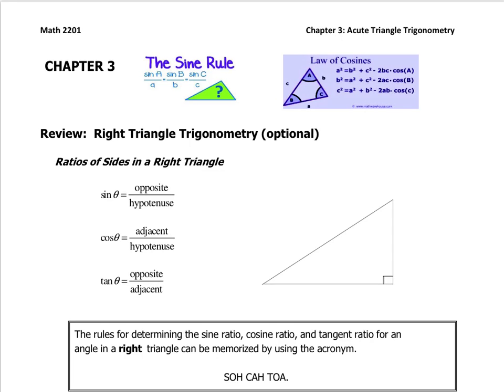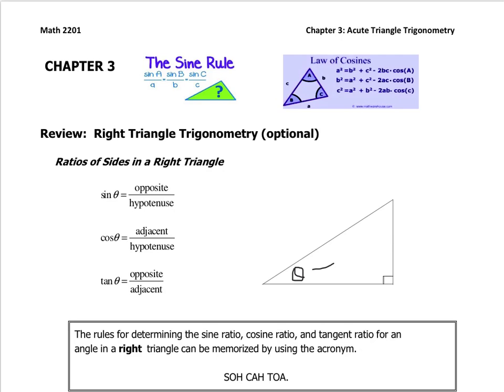Okay, we're going to start with Chapter 3, Acute Triangle Trigonometry. And before we get into the new material, we're going to do a little bit of review of right triangle trigonometry from Math 1201. So if you remember from Math 1201, if you have an angle in a right triangle, then you can label the sides of the triangle accordingly.